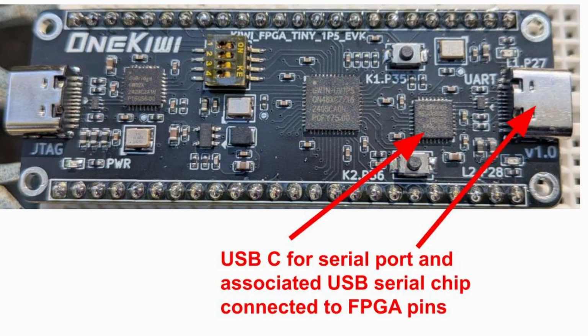Finally, there is a separate USB to serial port bridge connected to FPGA pins and a separate USB-C connector for this. Yes, this means you need two separate USB cables connected to your computer if you want to both program the FPGA and have a serial port. Note that both USB-C connectors supply power to the board.